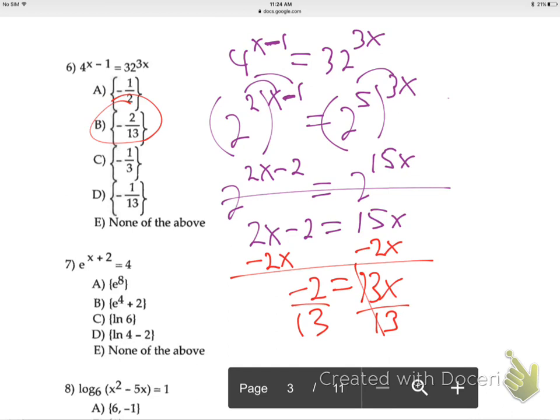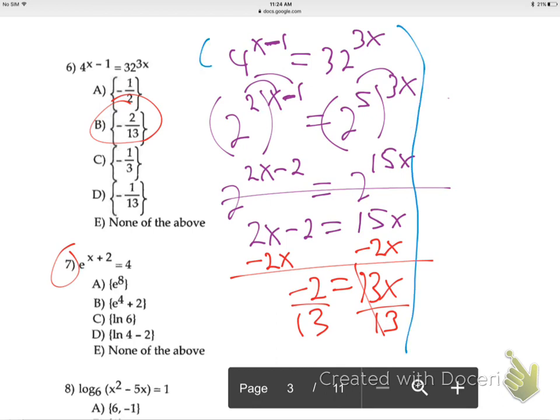Good. So again, we made the bases the same. Now on number 7, we're not going to be able to make the bases the same. No way you can make e and 4 be the same base. So what are we going to do then on number 7? Natural log.